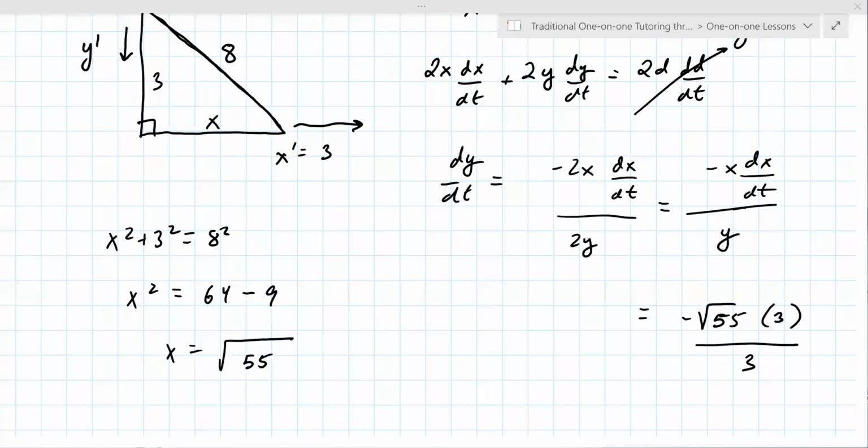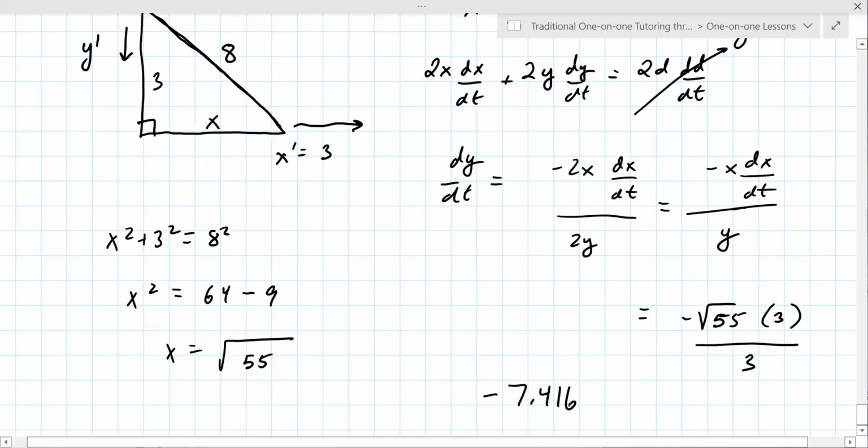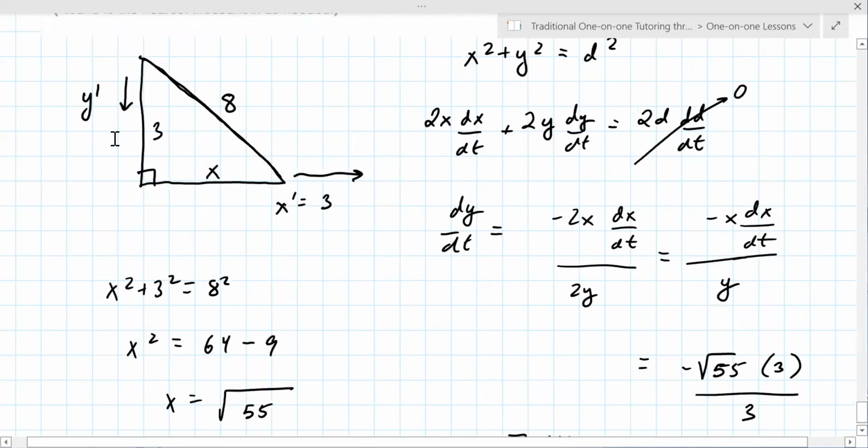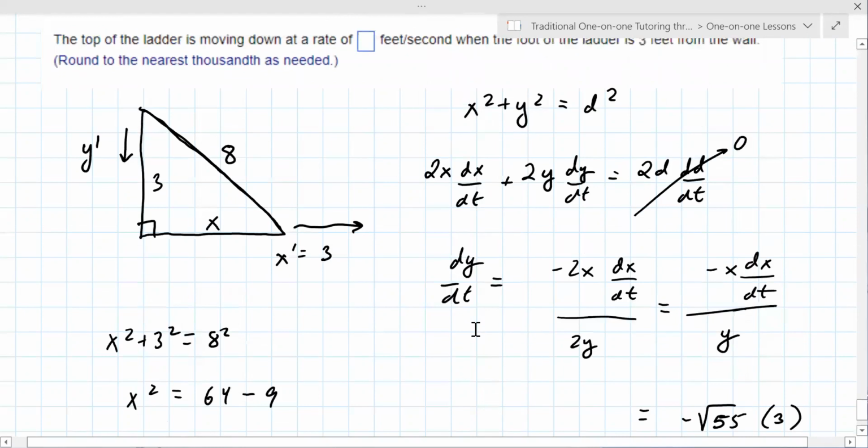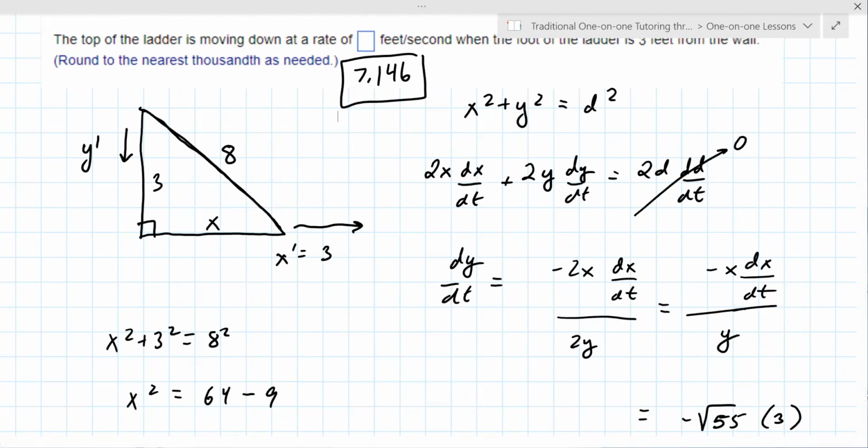It says thousandths, right? So that's minus 7.416. But very important here, we know it's already negative because it's sliding down, so we don't have to actually put that negative in. It's just 7.416. It's already accounted for in this problem.